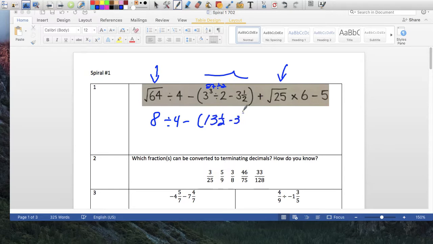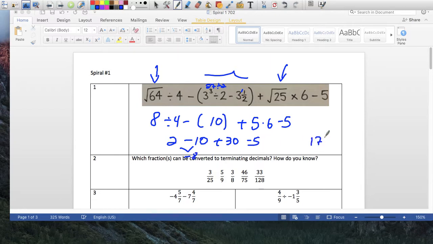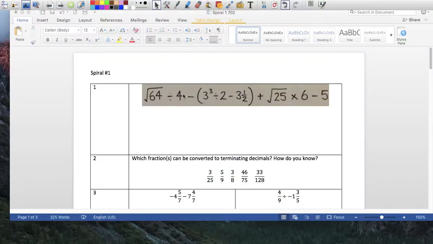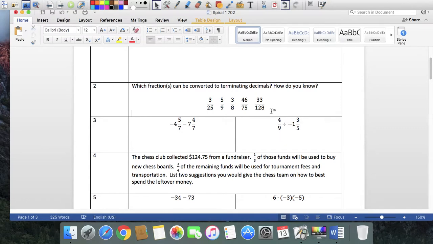Then we've got to subtract 3 and a half, which I can also just take care of now and just write 10. Plus 5 times 6 minus 5. So now for the rest, division comes first. Remember, you take care of the division and multiplication. 2 minus 10 plus 30 minus 5. So this is going to be negative 8, 22, and 22 minus 5 is 17. If I didn't do anything wrong, that's your answer. Probably get like negative 2 views on this one.